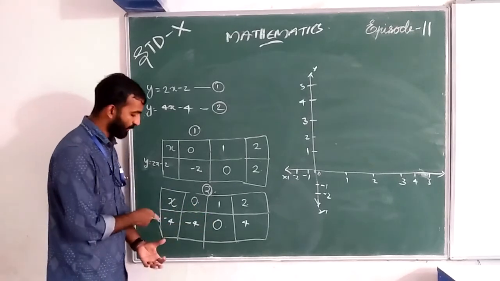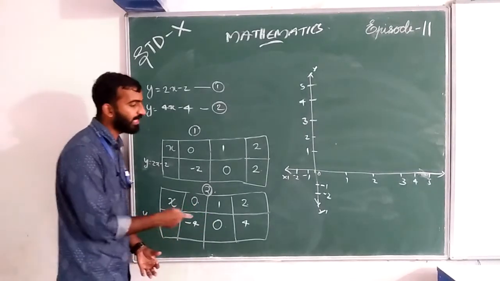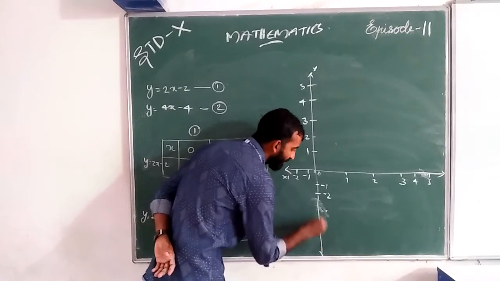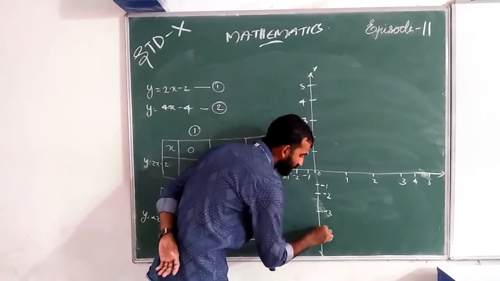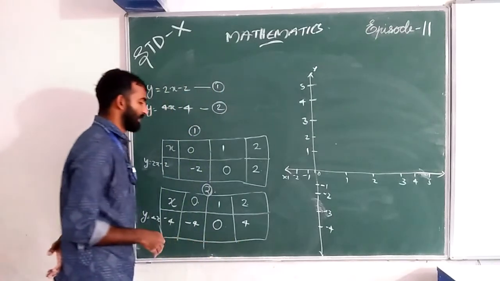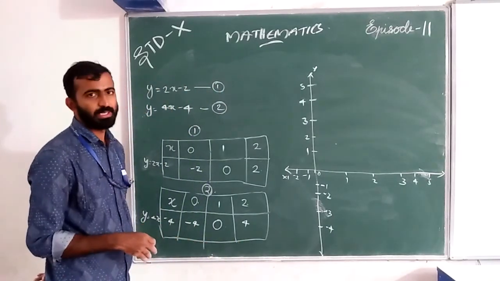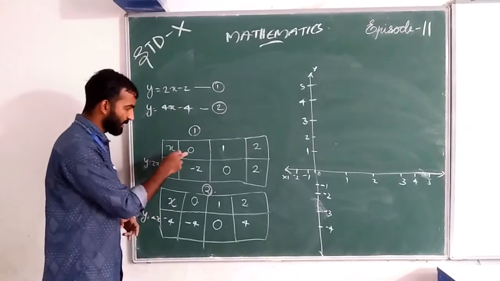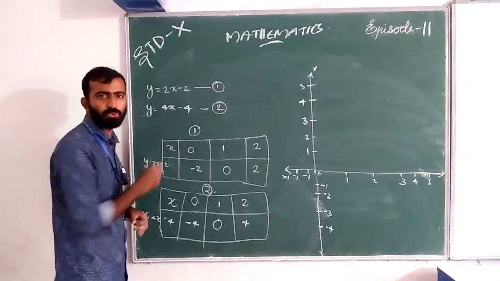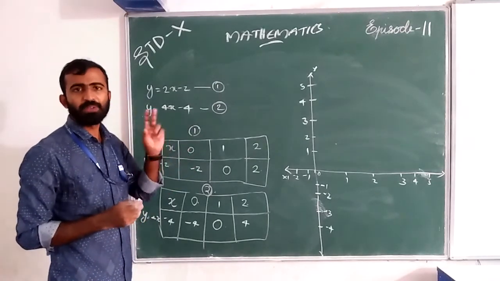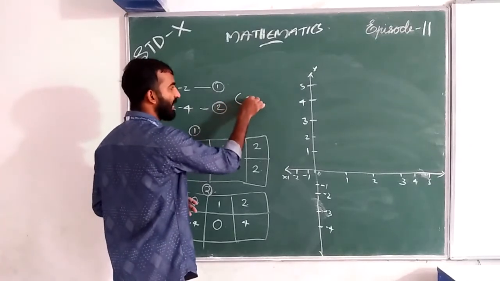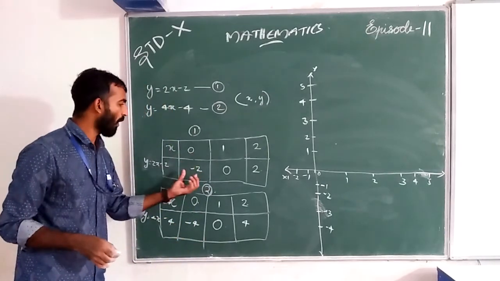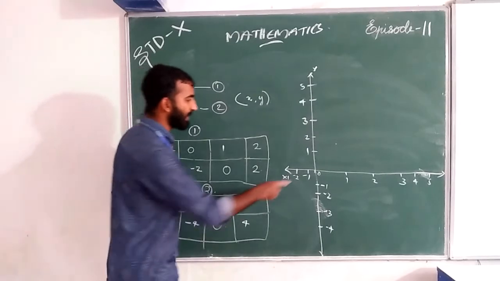Sometimes when we take a positive value for x, we get a negative value of y, depending on the equation. Here we want -4, so I extended. That is, in equation number 1, what are the coordinates? 0, -2. When we write coordinates, we first write the x coordinate and second the y coordinate. So here is 0, -2.